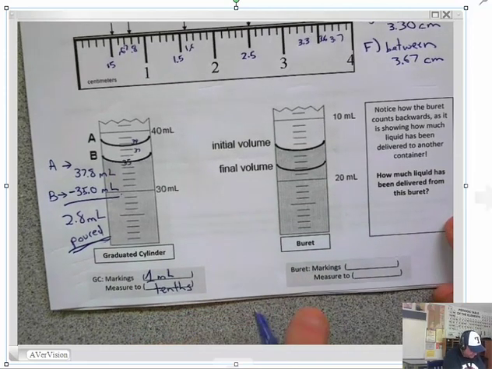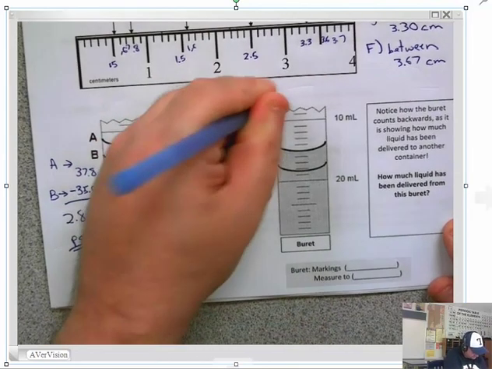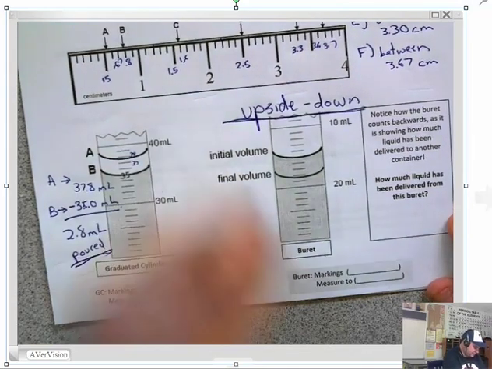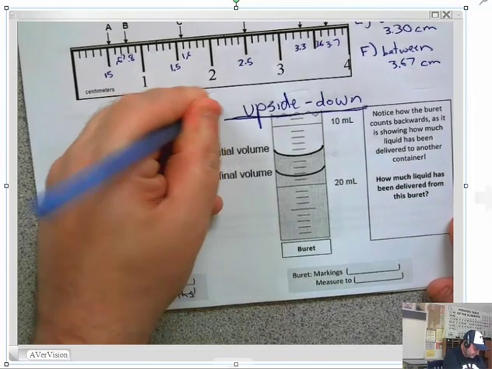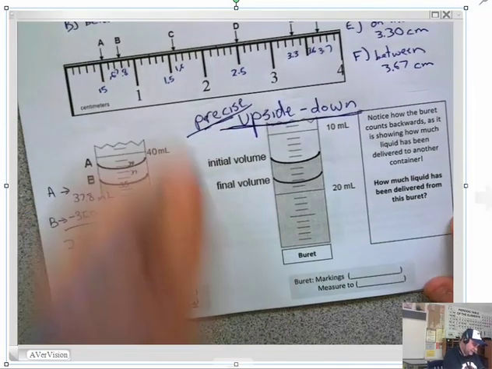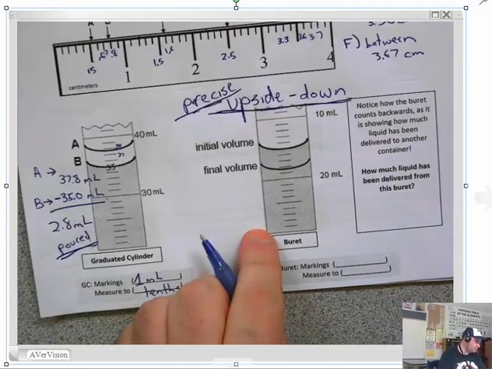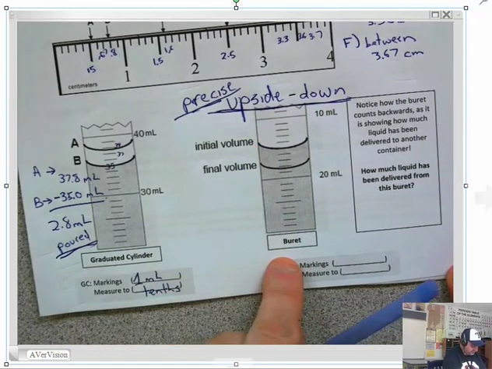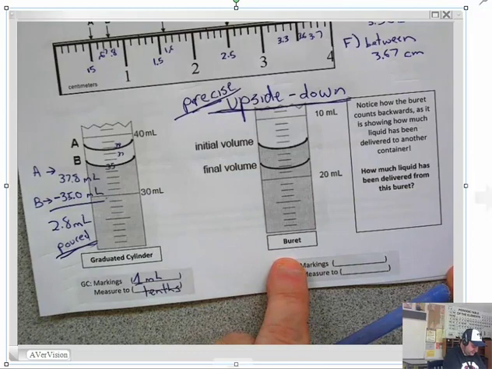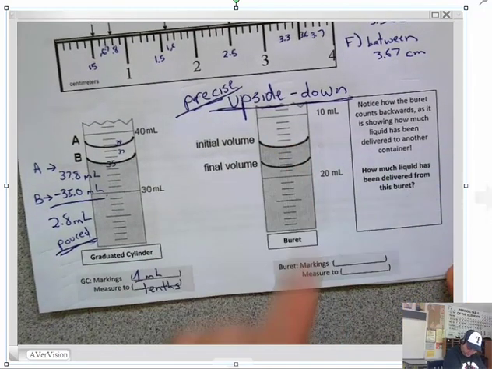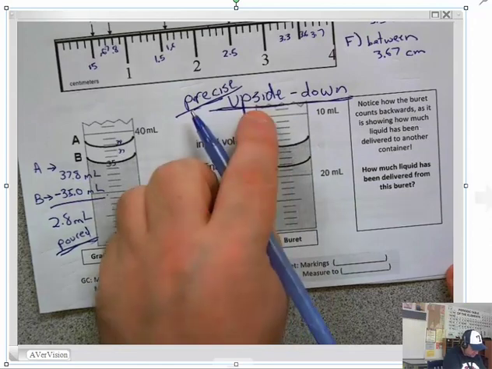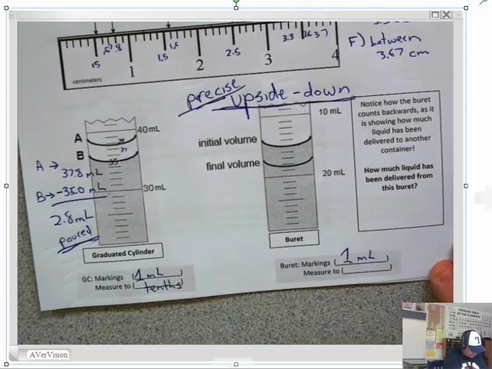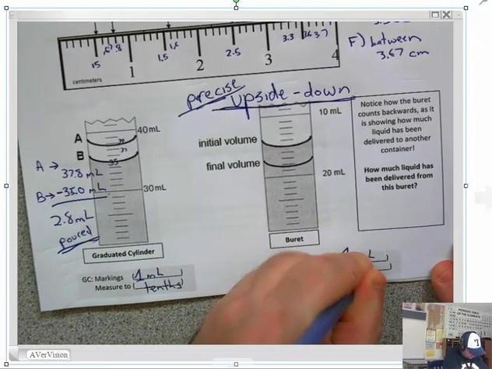Okay. The burette. The burette's upside down. Remember that the burette is very precise. It doesn't matter how much you put in the burette, it matters how much you get out. So it usually has a layer up to here. There's a stopcock down here that pours out the liquid, and the liquid goes down, and then you know the difference between there. This burette is marked 10, 11, 12, 13, 14, so every line is 1 milliliter. So we will measure to the tenths place.